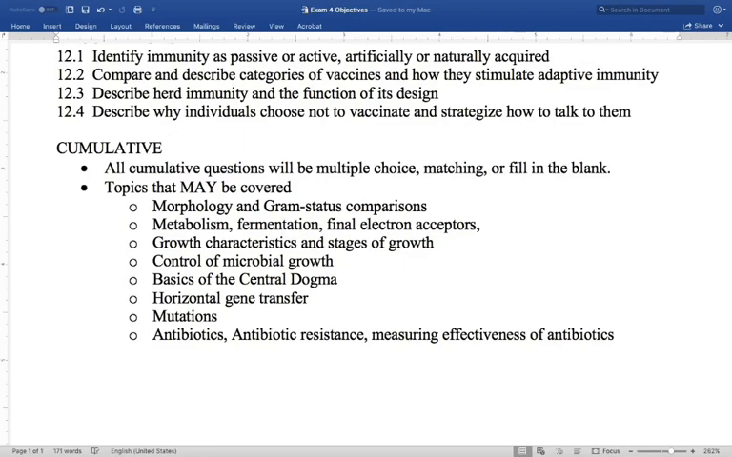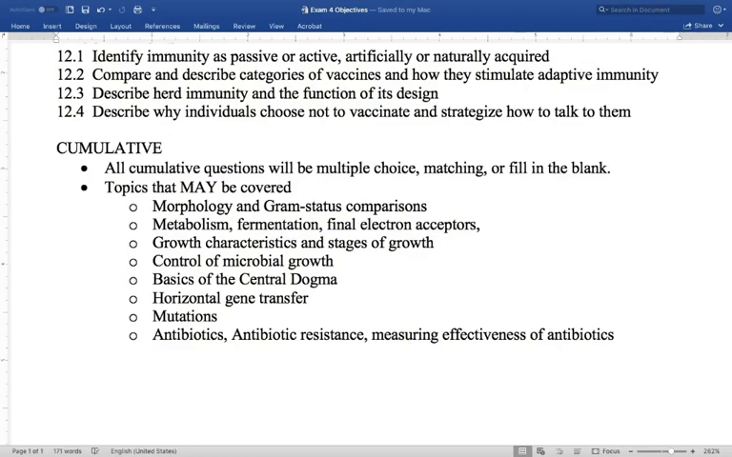You should have a basic understanding of the horizontal gene transfer mechanisms and how they are different or similar from one another. You should be able to list a couple of key characteristics of each. You should also be able to identify mutations and describe them as being silent, missense, or nonsense. And then finally, you should have a basic understanding of antibiotics, antibiotic resistance, and measuring the effectiveness of antibiotics.